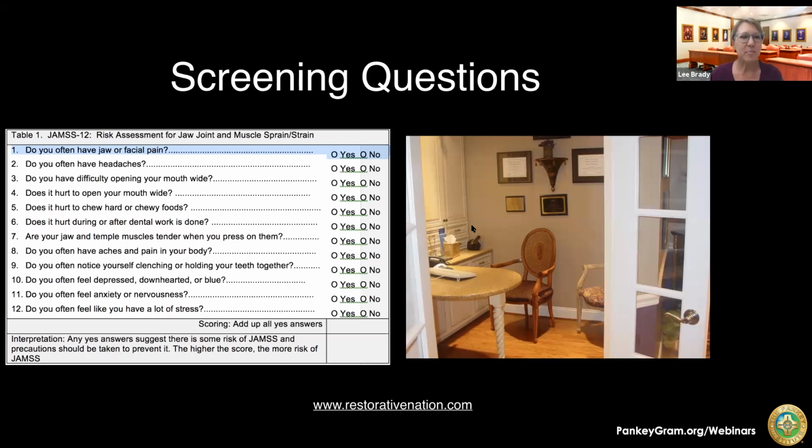Do you have aches and pains in your body? That's a great question, because what we're trying to look for is what we call comorbid diagnoses to TMD. So patients who have fibromyalgia are at much higher risk of developing TMD. Patients who have restless leg syndrome, believe it or not. Patients who have IBS. Patients who have rheumatoid arthritis.